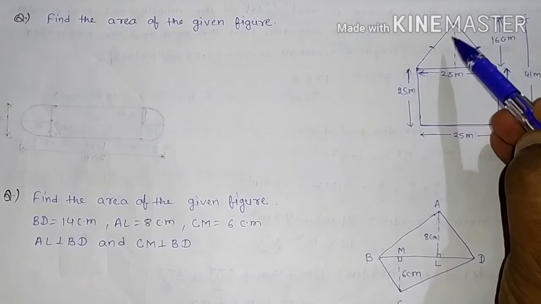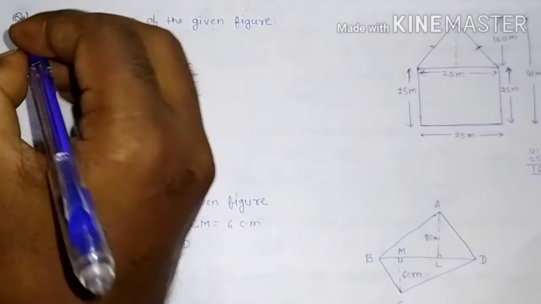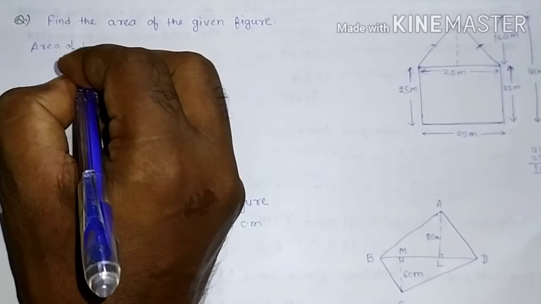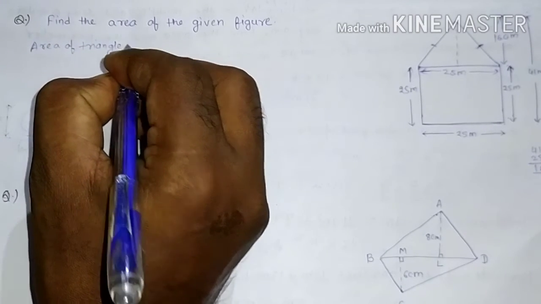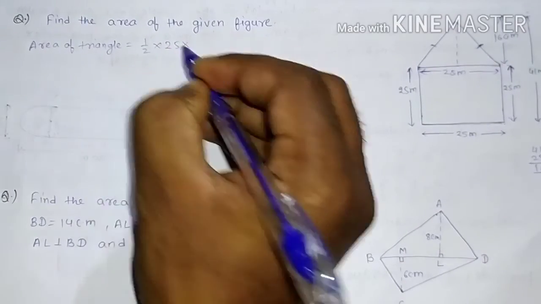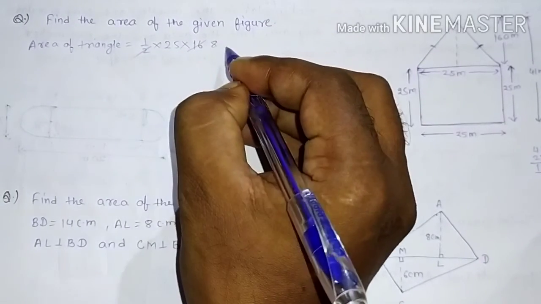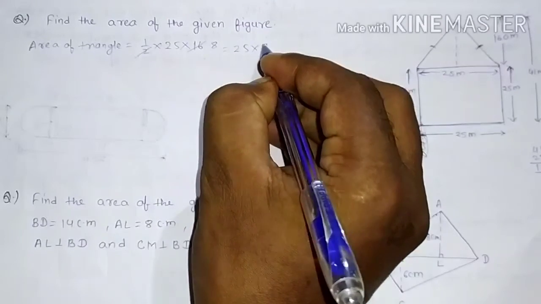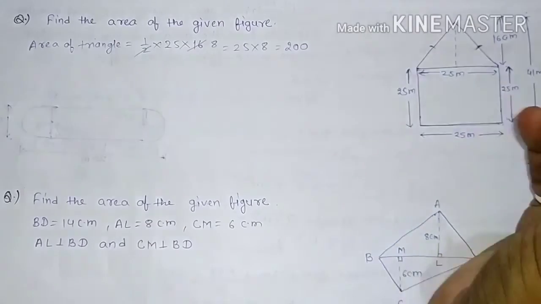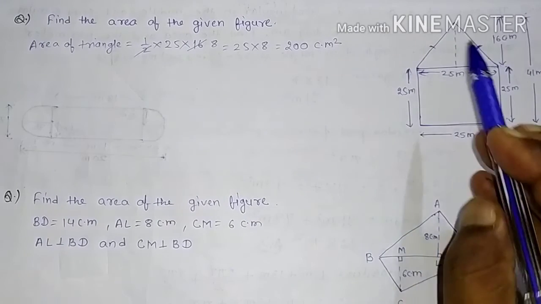Now the base of the triangle is 25 meter and height is 16 centimeter. Now area of triangle, half into base is given 25 meter into height is 16 centimeter. Now this is 2 8 the 16, 25 into 8, so it will be 200 centimeter square. This is the area of the triangle.